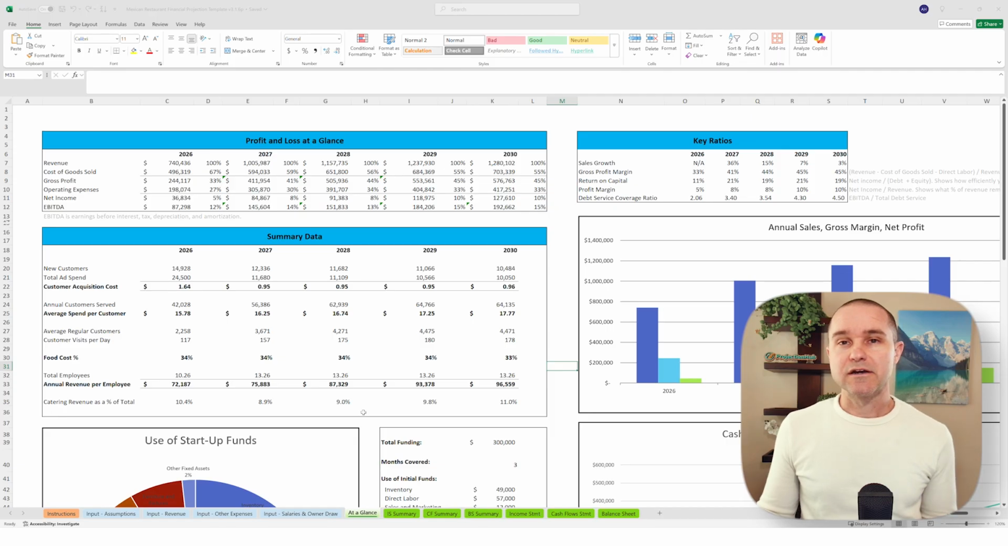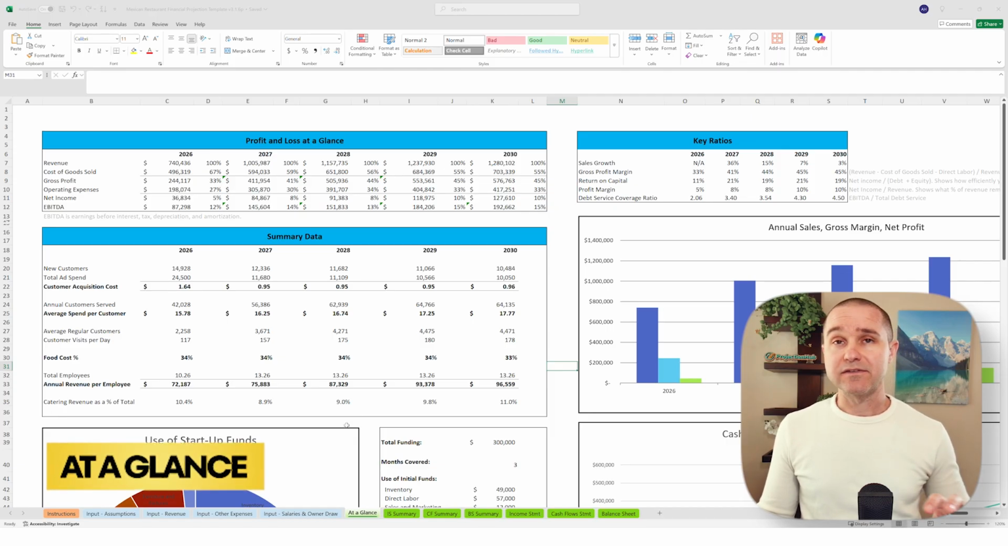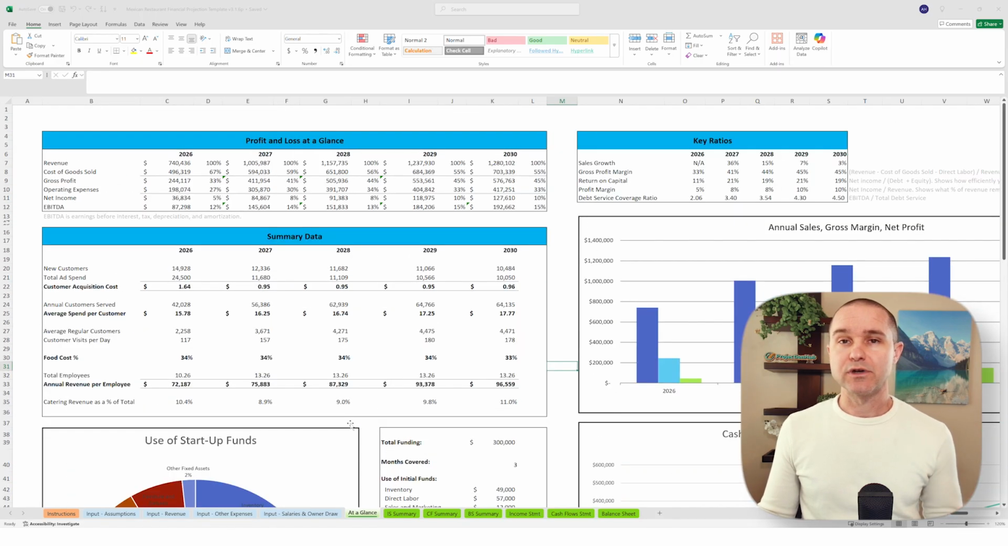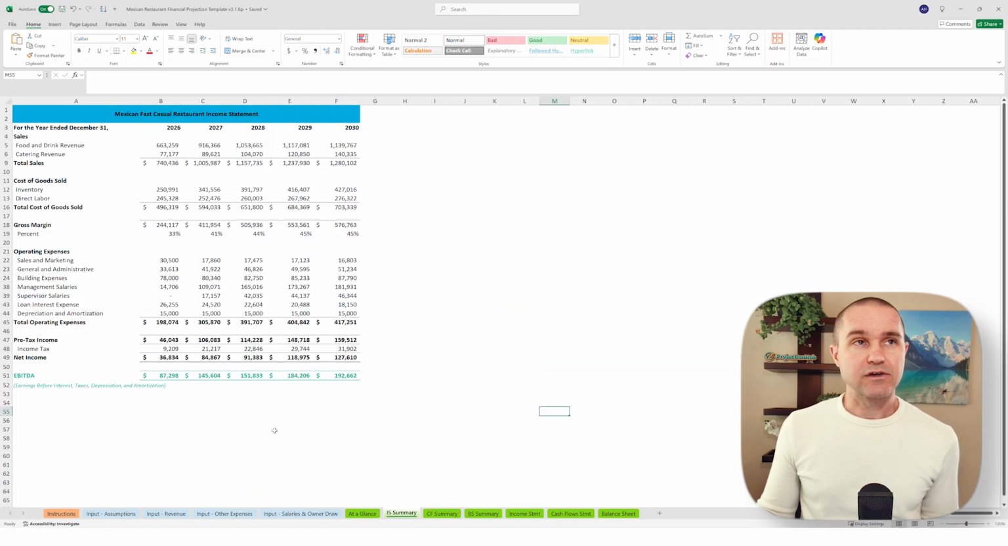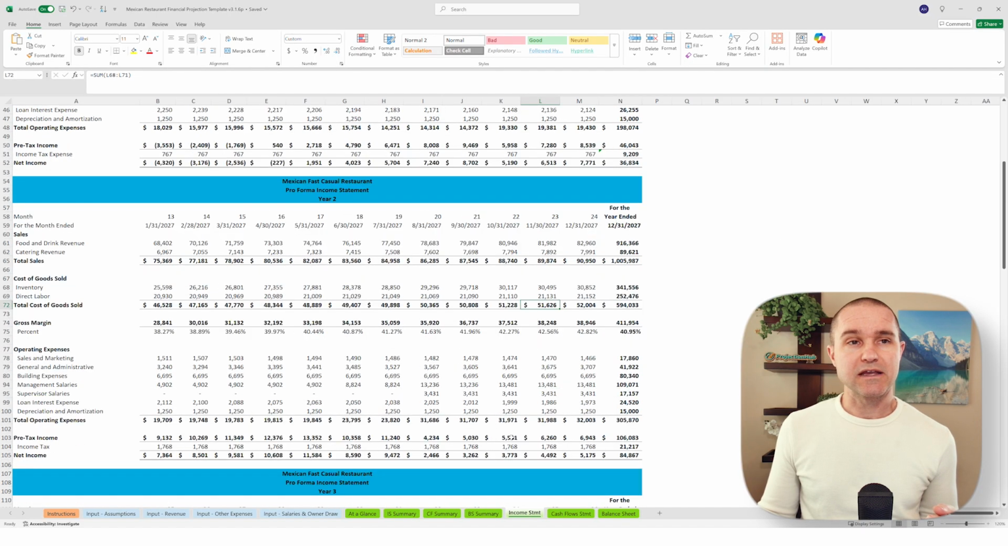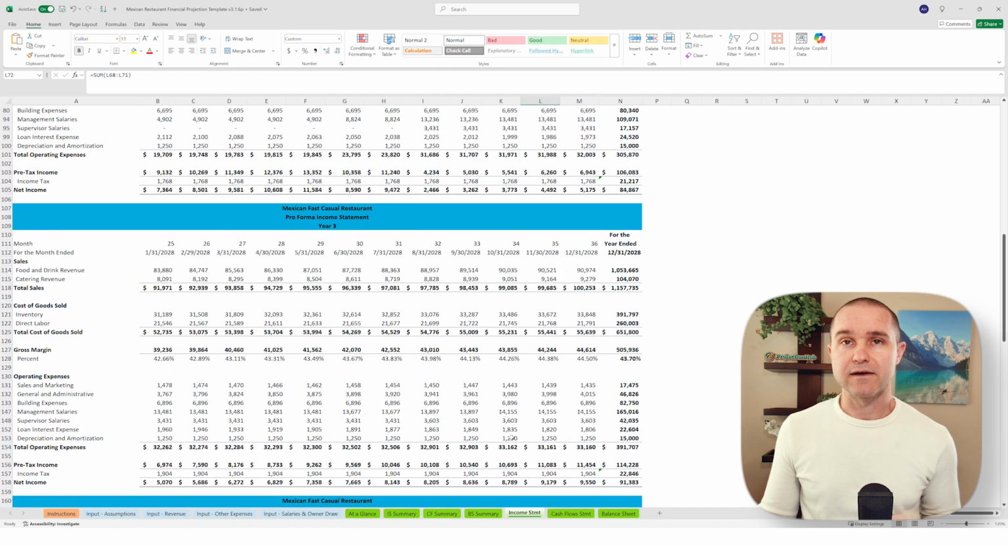All right, so I'm going to start here on the At a Glance tab, and this is kind of the end of the process. So once you've entered in all of your assumptions, you're going to get some nice charts and graphs and tables that you'll be able to put into a business plan or in a pitch deck for potential investors. You'll get a 5-year income statement summary, a 5-year cash flow summary, a 5-year balance sheet, and then the income statement, cash flow, and balance sheet all broken down month to month for each of the 5 years.